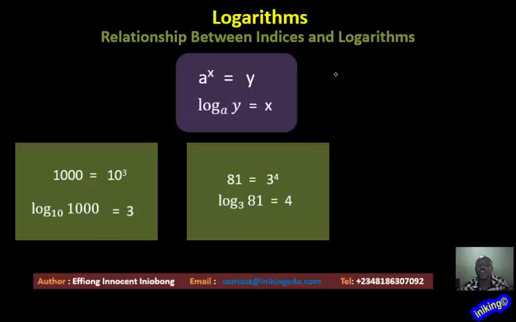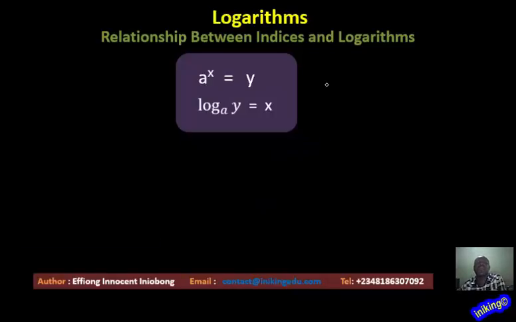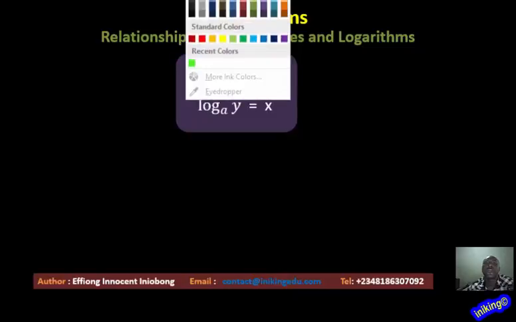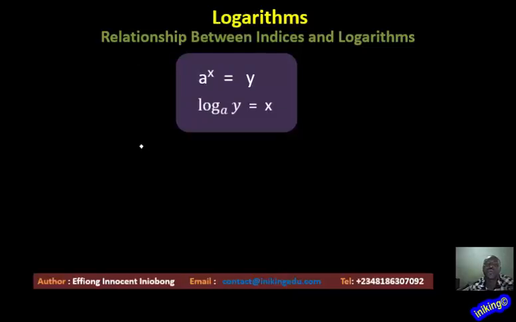Next is logarithms. Before we move deeply into logarithms, first we have to look at the relationship between indices and logarithms. What do we mean when we say we are looking for the logarithm of a number? Let's say I'm looking for the logarithm of 1000, log 1000 to base 10. What does this actually mean?